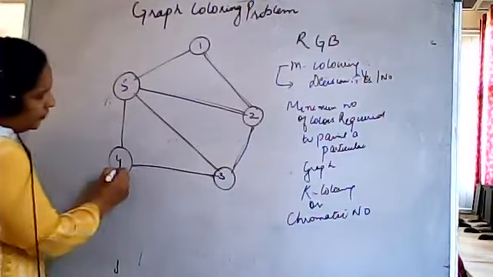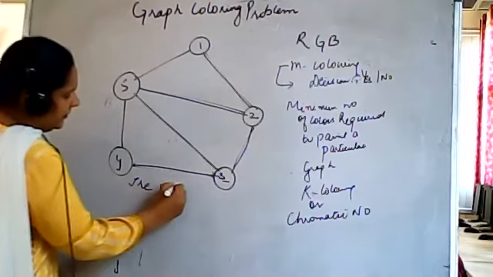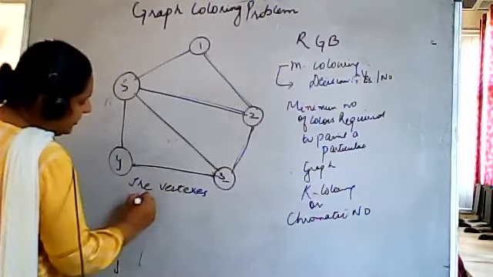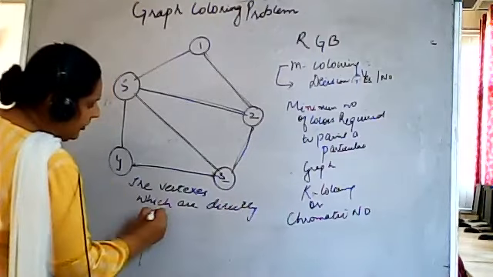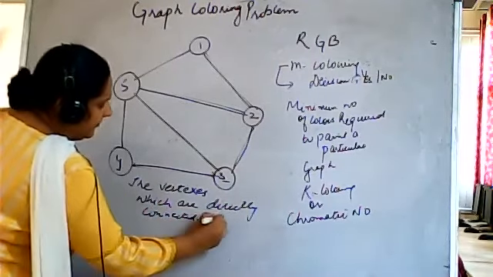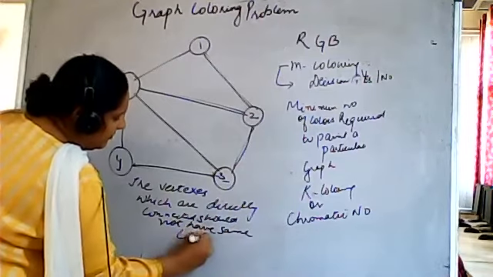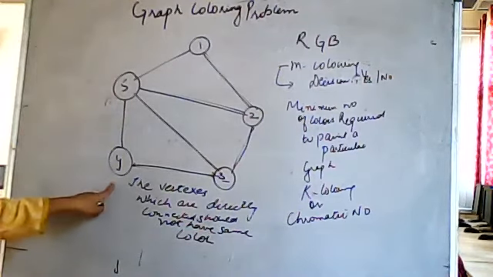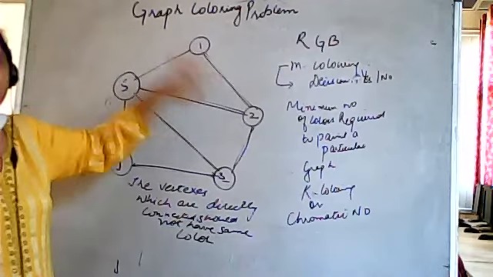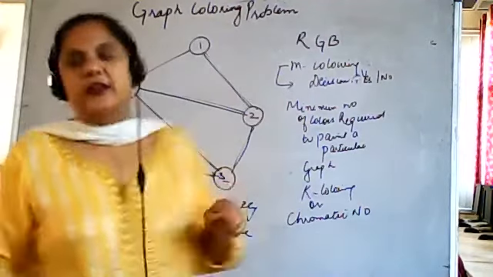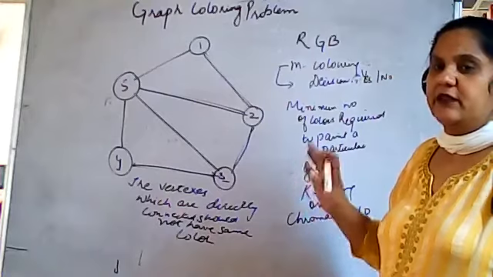The 2 vertices which have an edge between them, means the vertices which are directly connected, should not have the same color. That is, if vertex 4 and 3 are directly connected, they should not have the same color. Similarly, 1 and 2 are directly connected, they should not have the same color, they should have different colors. So the graph is to be painted in such a manner that 2 directly connected vertices should not have the same color.